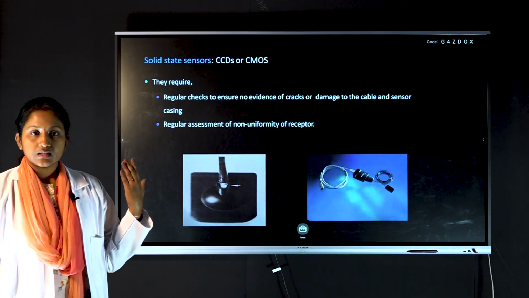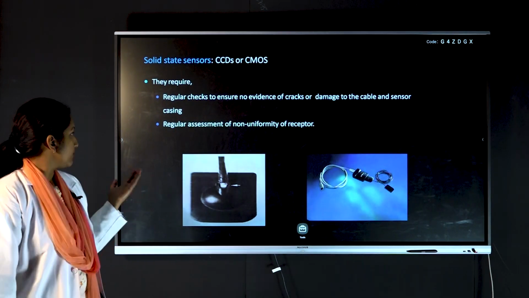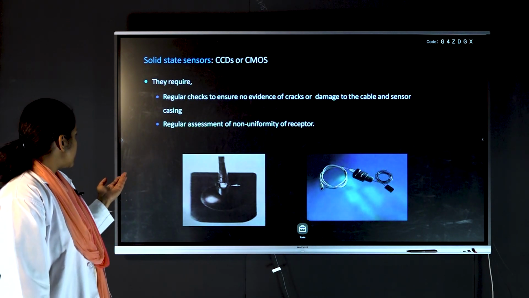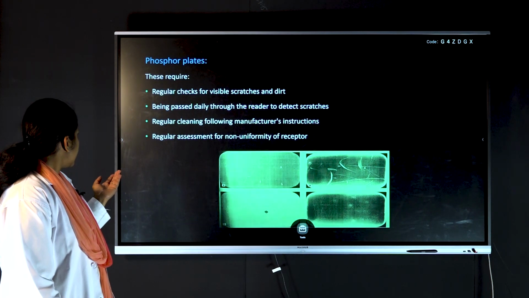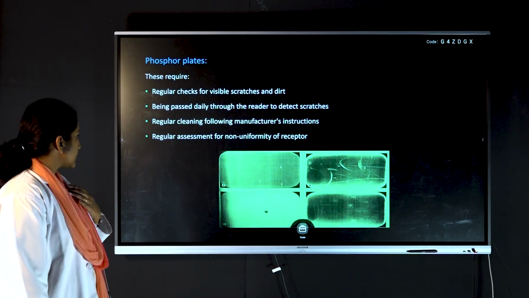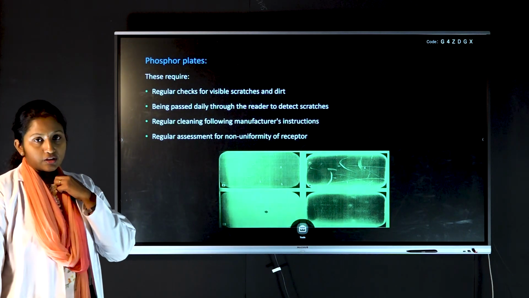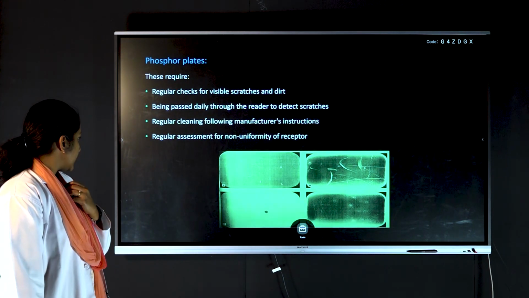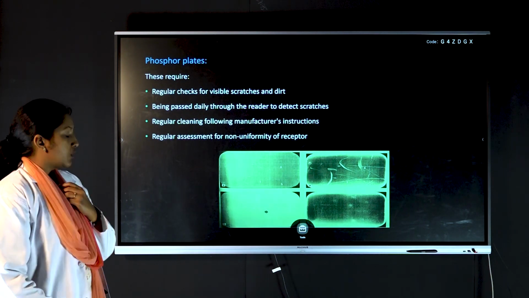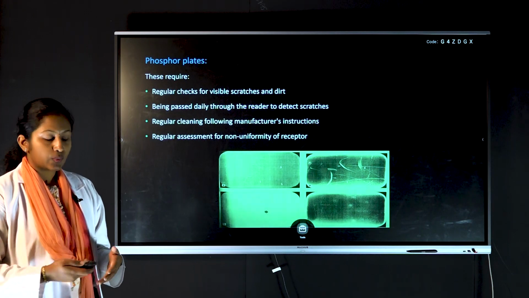As said, the sensors used in digital radiography are mostly CCD and CMOS sensors. These should be checked regularly. Also the photostimulable phosphor plates, or PSP plates, that are generally used should be checked for the presence of any scratches or damage to the plates, and we should ensure that there is no problem in getting a good quality radiograph.